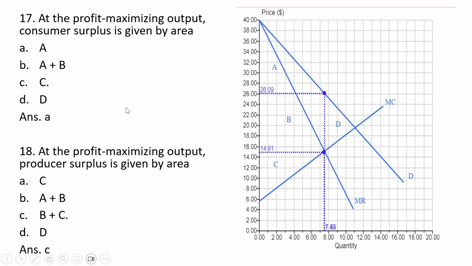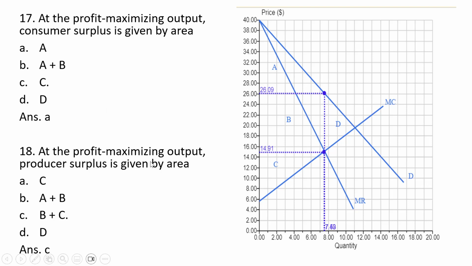Question 17 and 18. At the profit maximizing output, consumer surplus is given by, okay, it's just going to be the difference between the height of the demand curve and the price up to the profit maximizing output here. So area A, this giant triangle right here, area A. So answer A is correct.